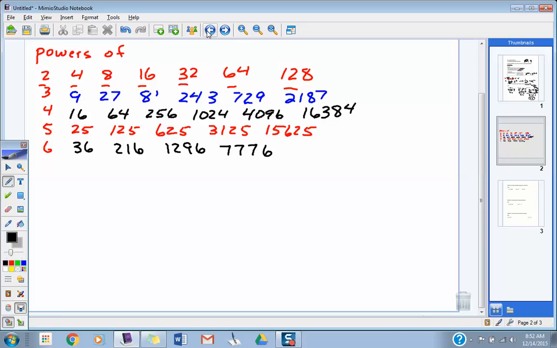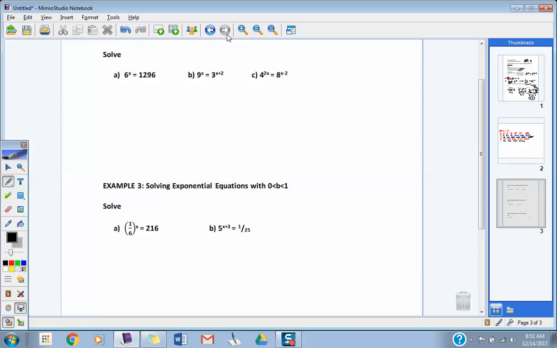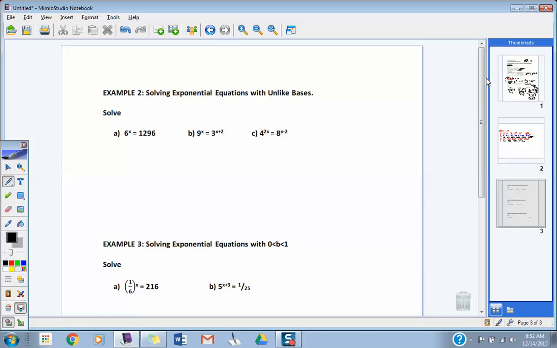Our job today is to take something with unlike bases and rewrite it. When our bases were the same, were we good? Yeah, we were good, right? All of a sudden up here, example 2 says solve exponential equations with unlike bases. Well, if we already know we're good at solving something where we have the same base, maybe it would be to our advantage to rewrite the equation so unlike bases were the same bases. So I'm going to make a note up here.